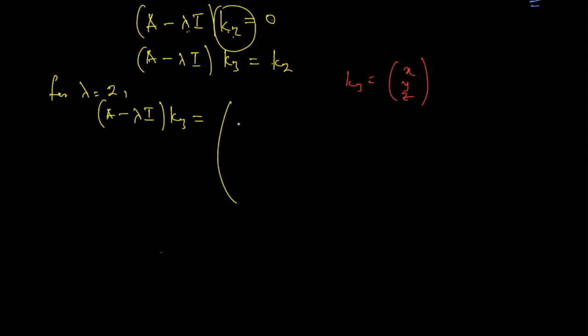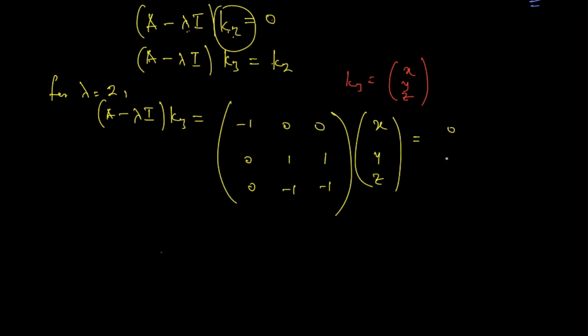So that's going to be -1, 0, 0, 0, 1, 1, 0, -1, -1. So this is what we have: x, y, z now equals 0, -1, 1. And this is exactly what we obtain.